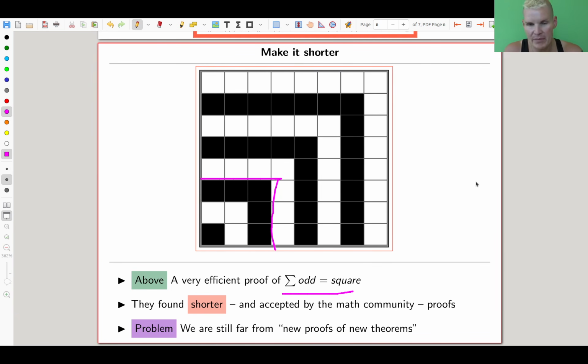And they were actually accepted by the math community and added to the corresponding database, which I think is pretty impressive.